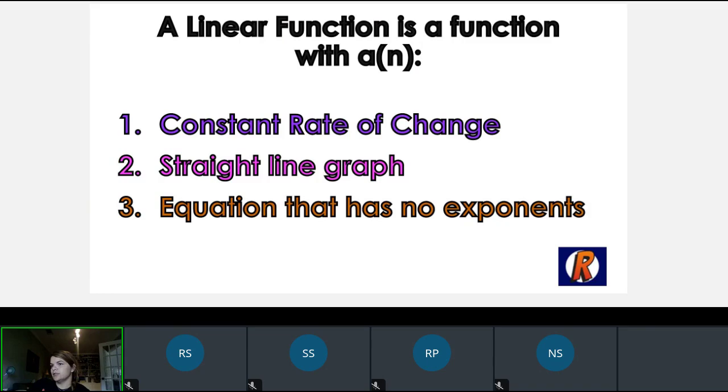Okay, so what is a linear function? A linear function is a function with a constant rate of change. This is also known as slope. Okay, so it is increasing or decreasing at the same rate.